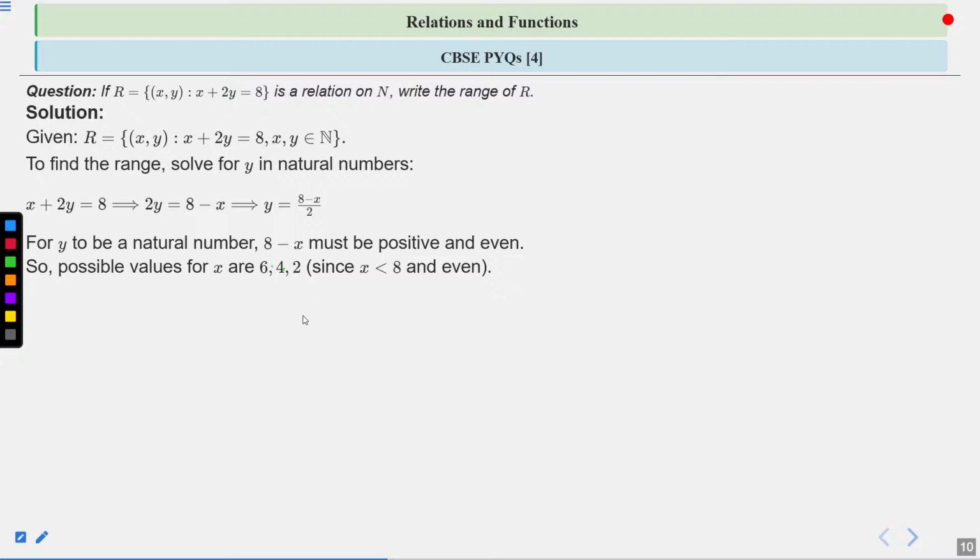See, 0 is not a natural number. You cannot put 0 in place of x, right?